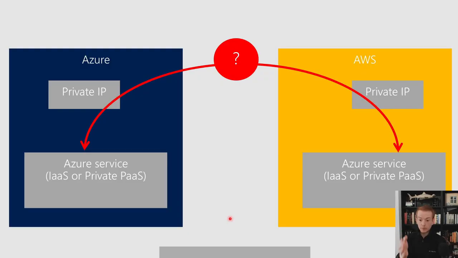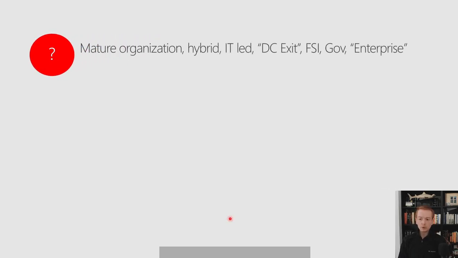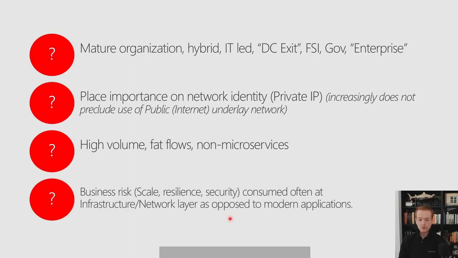That's where we've got private IP on the VNet on the left, private IP on the VPC on the right. How do we get them talking to each other? And again, we can make some high-level, broad brush, hand-waving statements about the sort of organizations that would be interested in this scenario. And these would be your more mature enterprise customers. And this is, IT have got a very strong hold on what it looks like.